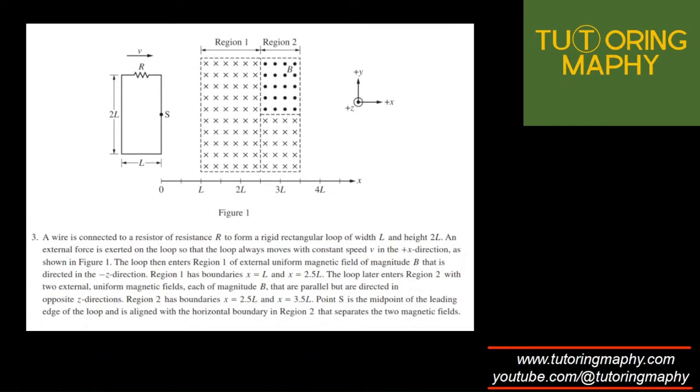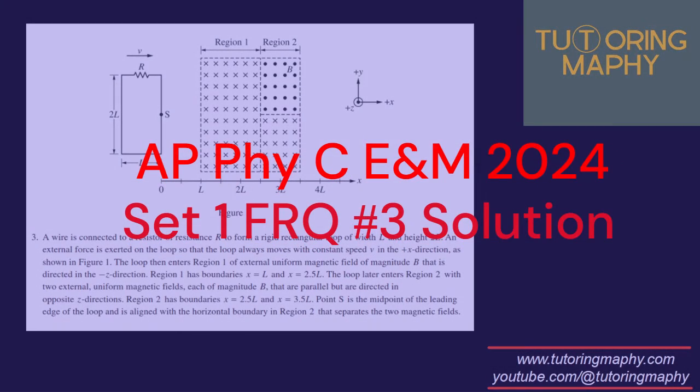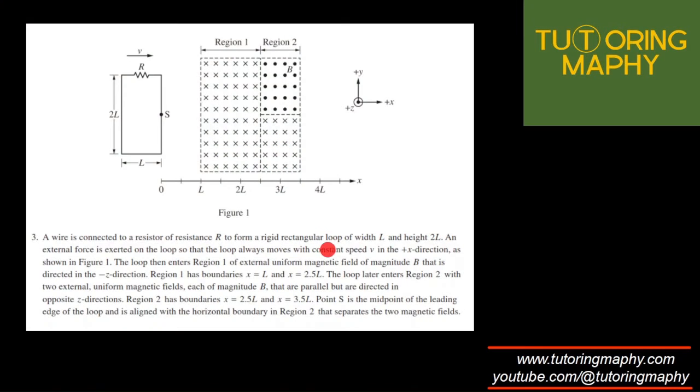Alright, so this video is on AP Physics C 2024 E&M Set 1 FRQ 3. Interesting question. A wire is connected to a resistor of resistance R to form a rigid rectangular loop of width L and height 2L. An external force is applied to the loop so that the loop always moves with a constant speed V in the plus x direction.